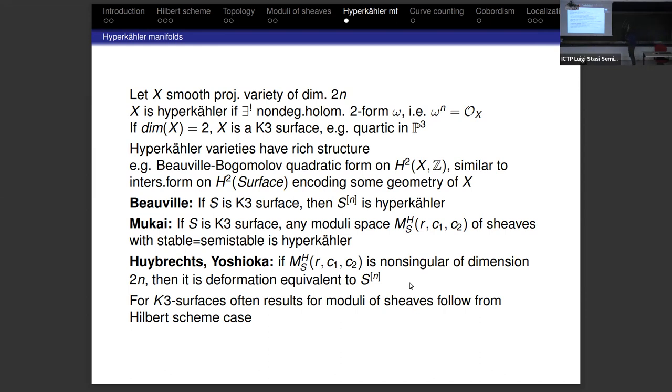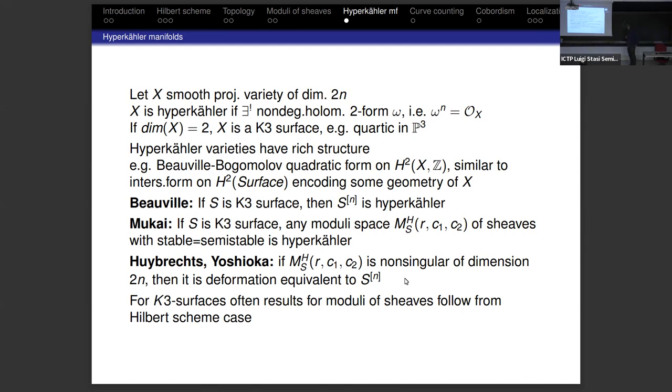And then Huybrechts, Yoshioka, and others, there are many papers, show that if we have such a moduli space which is not singular of dimension 2n, then it must be deformation equivalent to the Hilbert scheme of n points. So these are all these moduli spaces on K3 surfaces, actually up to deformation or up to diffeomorphism, are just Hilbert schemes of points.